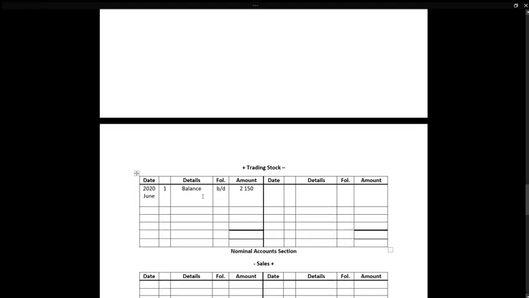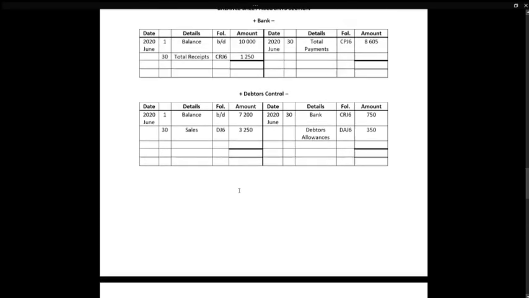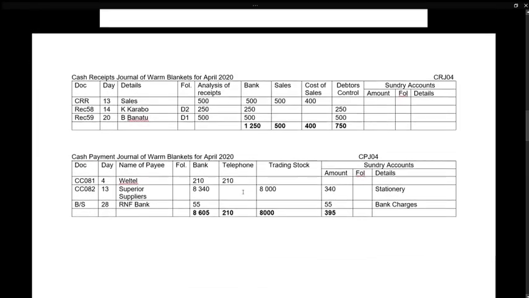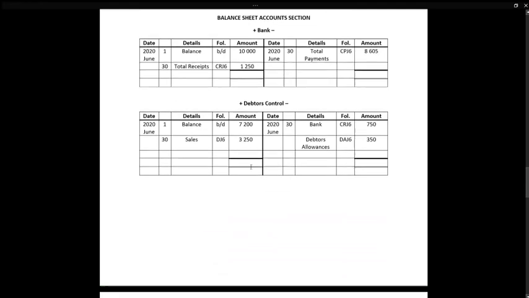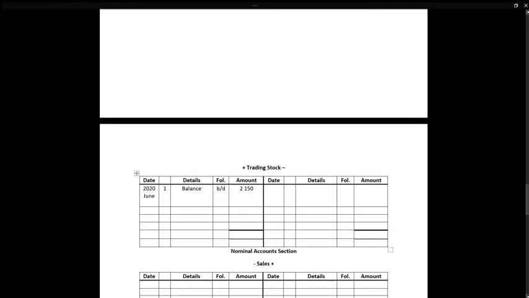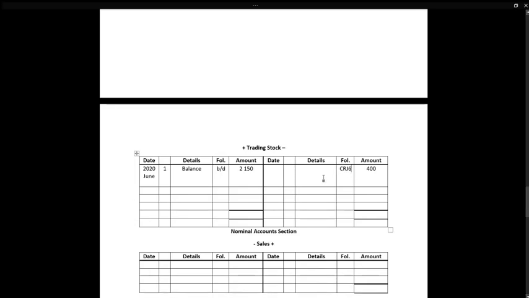Right, now I sold some trading stock and I bought some trading stock. Let's go and have a look. Right, so in my cash receipts journal, I sold trading stock to the value of 400 Rand. So my trading stock will decrease with 400 Rand. Where do I get this information? Cash received journal number 6, and my details will be cost of sales. Okay, this is a total of a column, therefore the 30th June 2020.